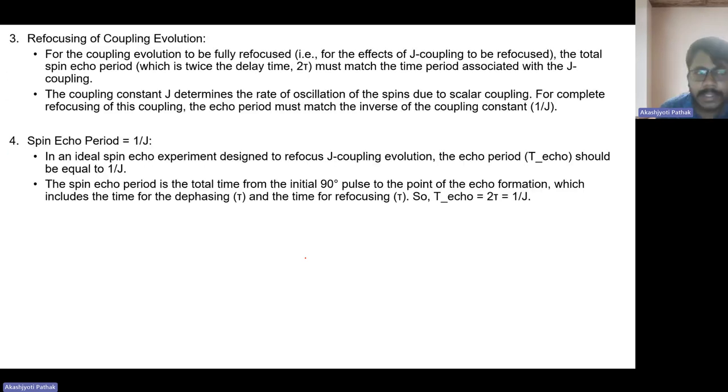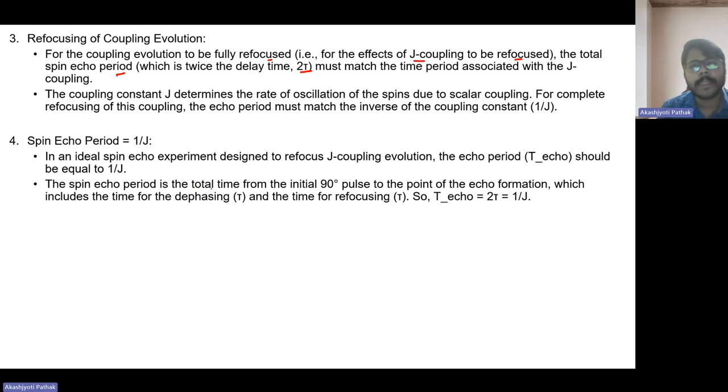What is this refocusing of coupling evolution? For the effects of J coupling to be fully refocused, the total spin echo period, which is twice the delay time. After the application of the 90-degree pulse, I'm allowing a delay of T or tau. After the application of the 180-degree pulse, I'm giving it again another delay of T or tau. So the total delay time is 2 tau.